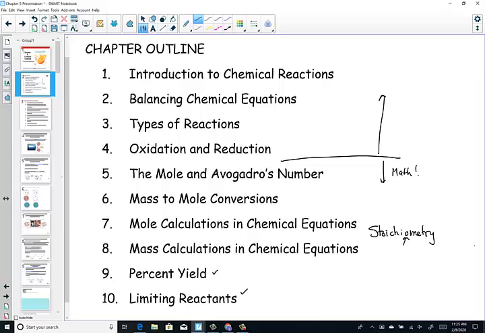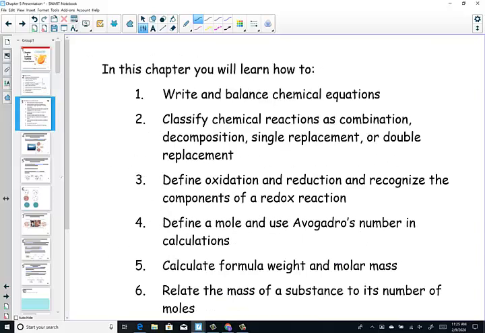So this is a very deep chapter. As much as I can tell you, they all are, and it will devote some time to just practice to become proficient with your skills. So we begin by writing and balancing chemical reactions. We learn to classify these reactions as combinations, decomposition, single replacement, or double replacement. We'll introduce the concept of redox reactions, oxidation as the loss of electrons, reduction as the gain of electrons.